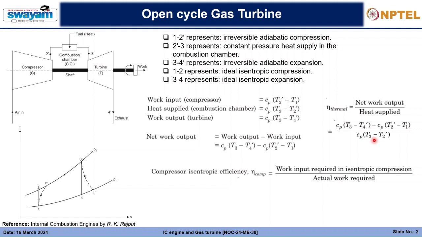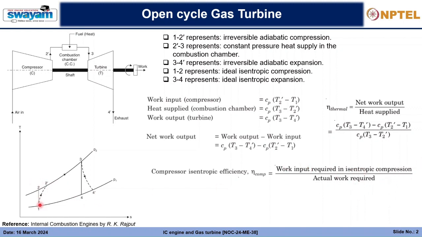Now the compressor isentropic efficiency, eta comp. When we talk about the efficiency associated with a compressor or a turbine, we will be talking mostly about the isentropic efficiencies. That efficiency means how much it is deviating from an isentropic process. For a compressor, 1 to 2 is an isentropic process, but it deviates from the isentropic process as 1 to 2 dash, and how much it deviates denotes the isentropic efficiency, which is equal to the ratio of work input required in an isentropic compression divided by the actual work required.